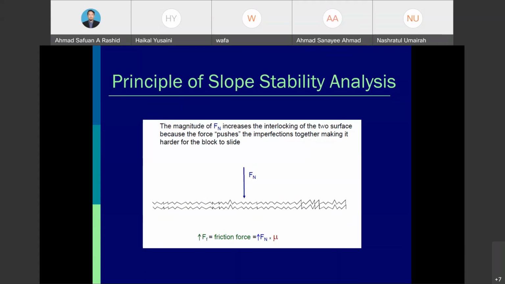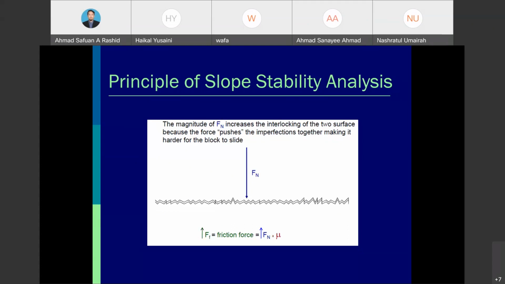So the magnitude of the Fn increases the interlocking of the two surfaces, because the force pushes the imperfections together, making it harder for the block to slide. The higher friction force is due to the higher block weight, or normal force. So the magnitude of Fn increases the interlocking of the two surfaces.